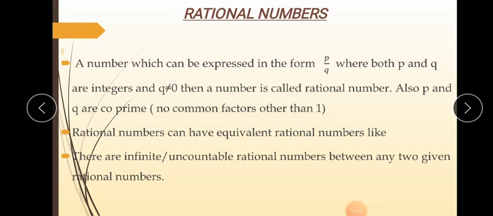Last point, there are infinite, uncountable rational numbers between any two given rational numbers. For example, suppose 2 and 3. If the question comes, how many rational numbers are between 2 and 3, what do we have to write? There are uncountable or infinite rational numbers between 2 and 3.